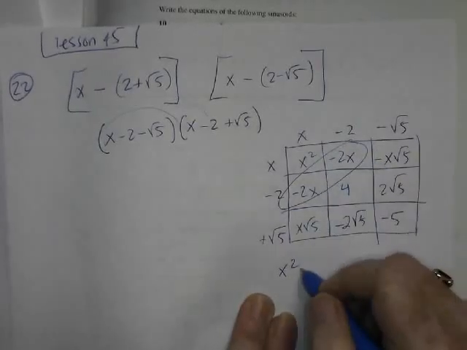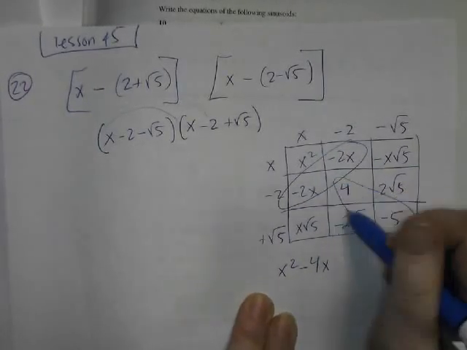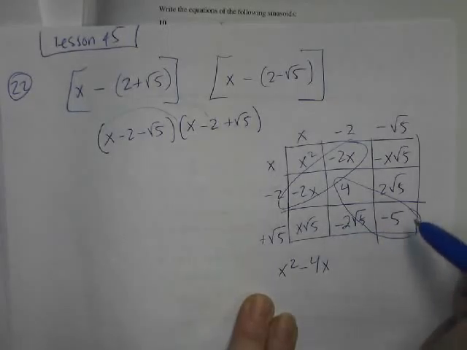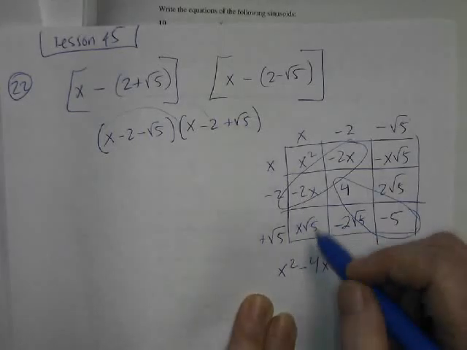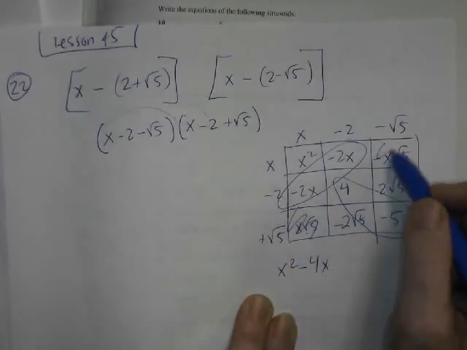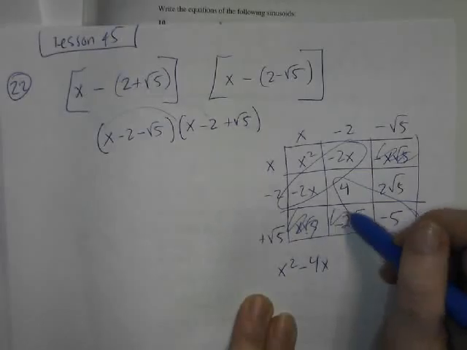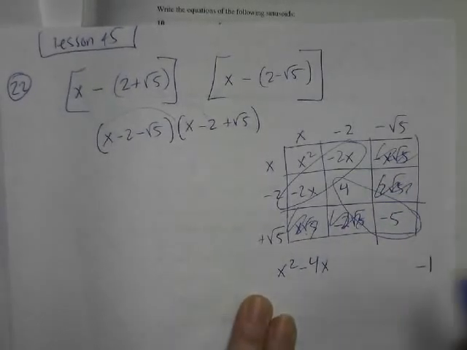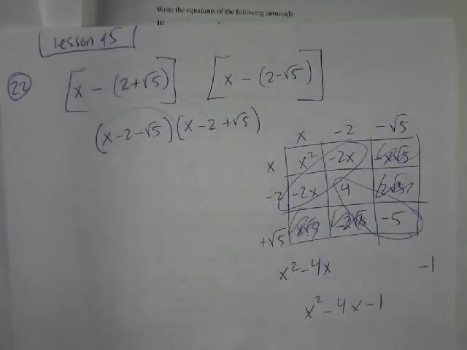These two guys go together. These two guys give me, what do these give me? A negative 1. These went away, didn't they? These kind of canceled out. And then these kind of canceled out, didn't they? Oh, so it's just this: x squared minus 4x minus 1.